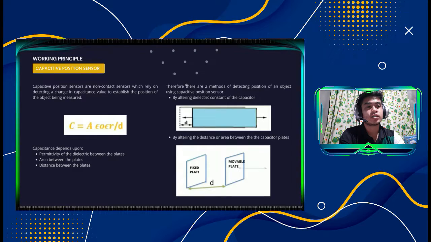The second way is we can alter the distance between the plates. We can make one plate fixed and the other movable, and the body whose position is to be measured is connected to the movable plate. So whenever the body moves, the spacing between the plates will change, hence the capacitance will change.